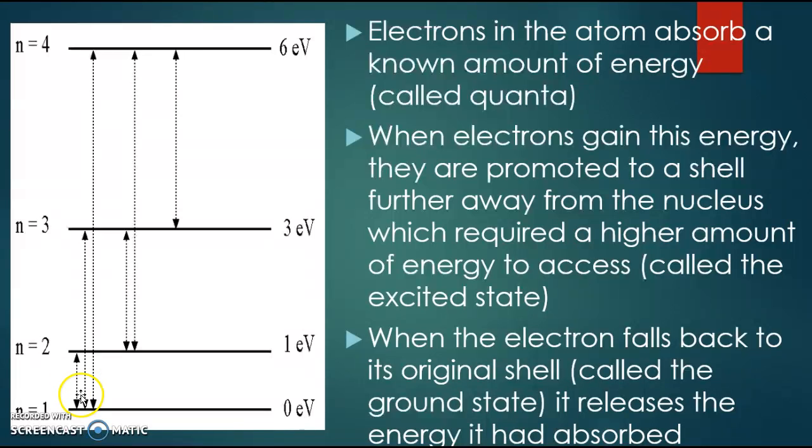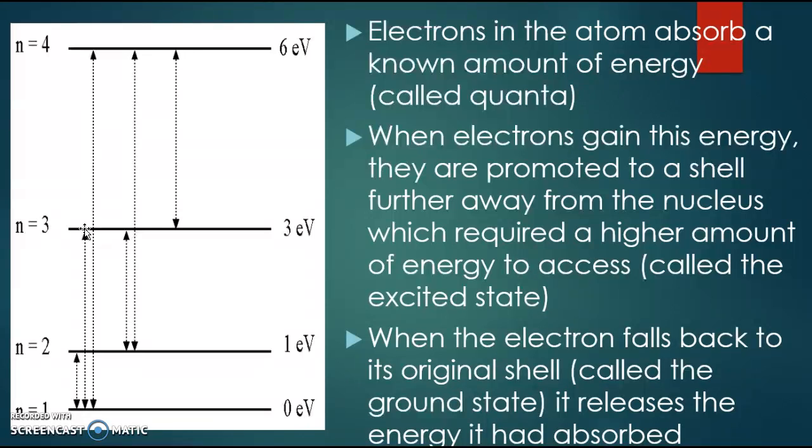So when you're talking about a known amount of energy they need to gain, it's a quanta, okay? And then when electrons gain this energy, they're promoted to a shell that's further away. This would be the excited state. So again, let's say an electron was promoted from the first energy level to the third energy level. It would have to gain 3 eV in order to do that, and this would be its ground state where it was originally, and then this would be its excited state.